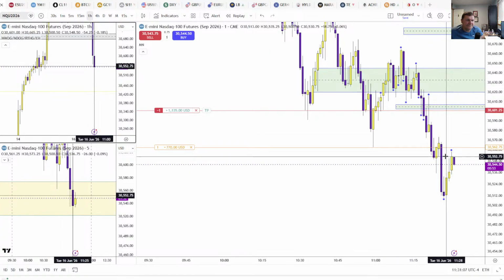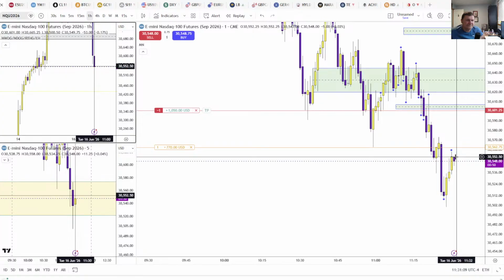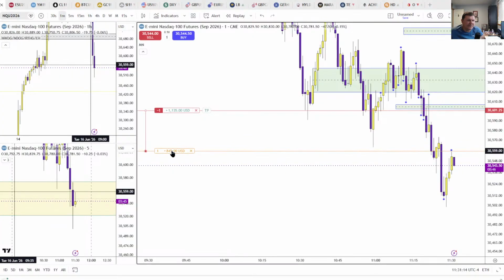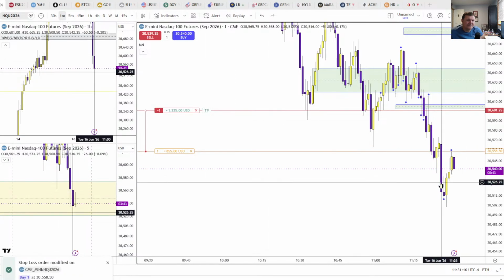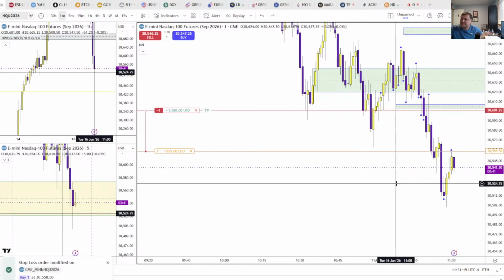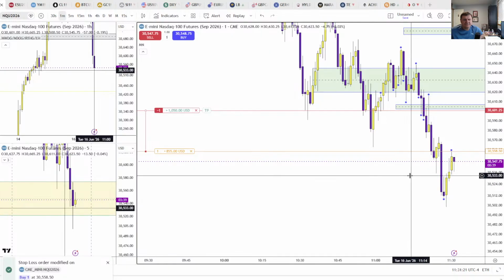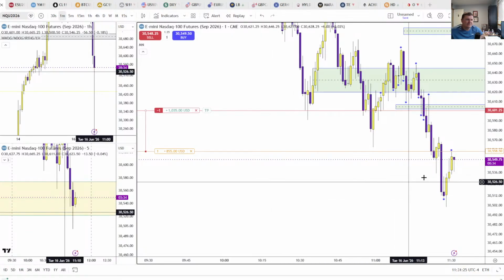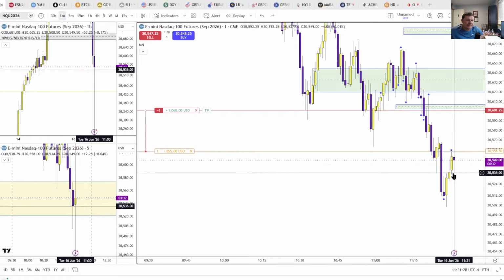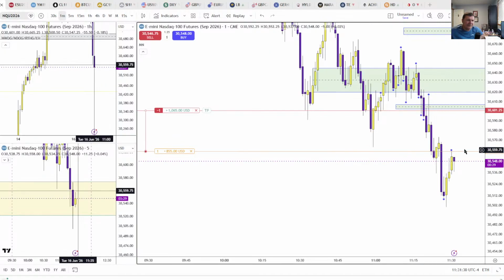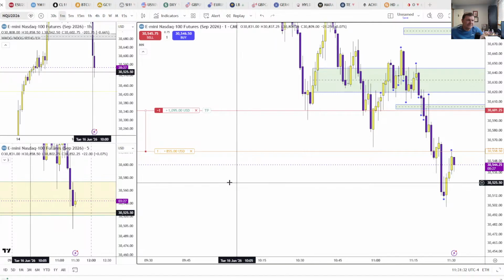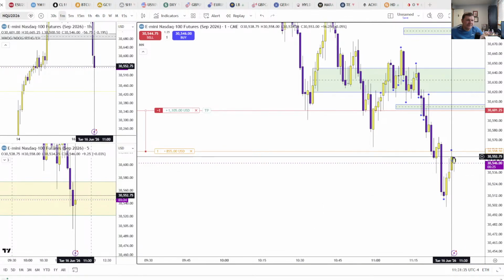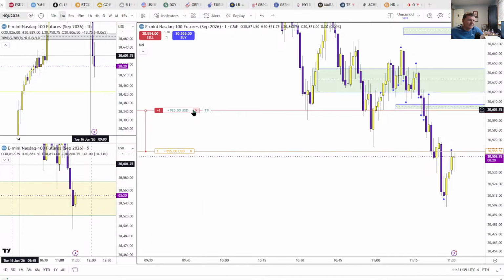Right on it. Keep coming. Now my stop loss sits right on top of that, just because if we come back into here, we look for a punch through this again, and we close right on it. So, yeah, that's out. I'm out.